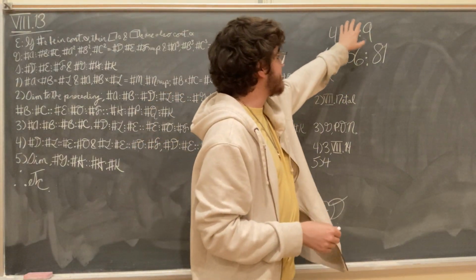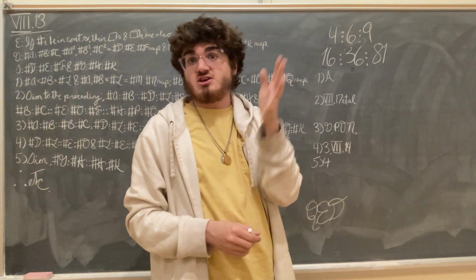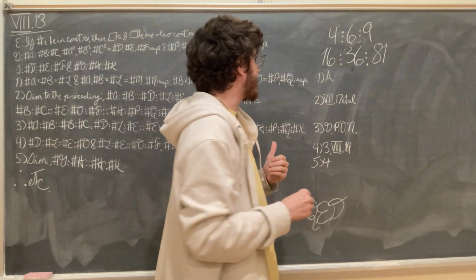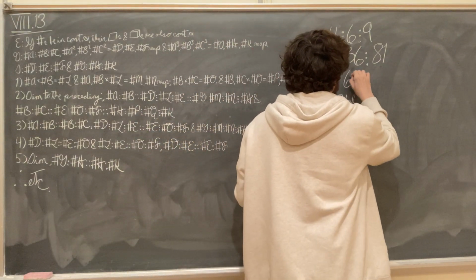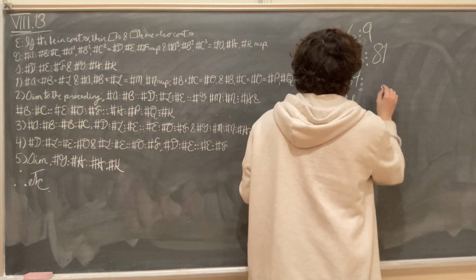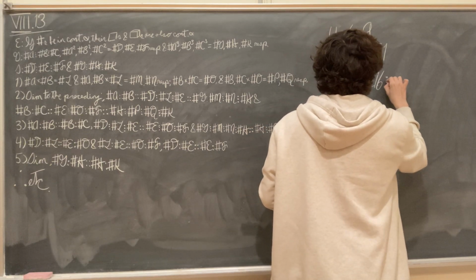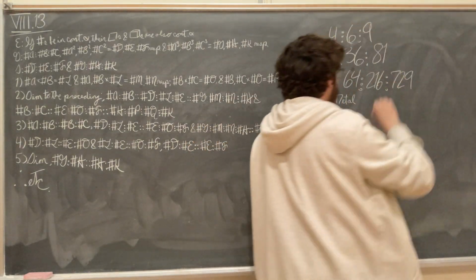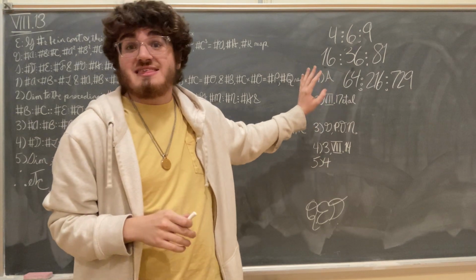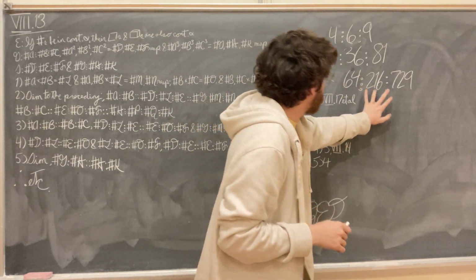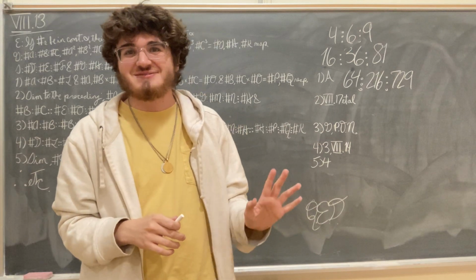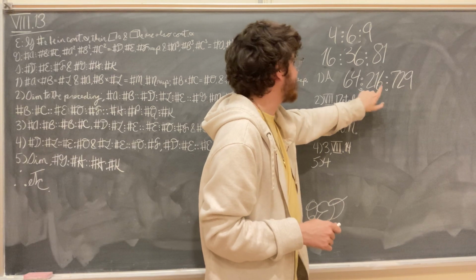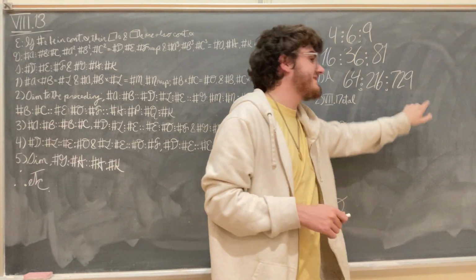We can do this sort of process again, but instead of squaring, we're going to cube these numbers, and this proposition also tells us that those numbers will be in continued proportion with one another. 4 cubed is 64, 6 cubed is 216, and 9 cubed is 729. Now, you can do some math. These three numbers, 64, 216, and 729, these form yet another continued proportion, because 64 is to 216, just as 216 is to 729.